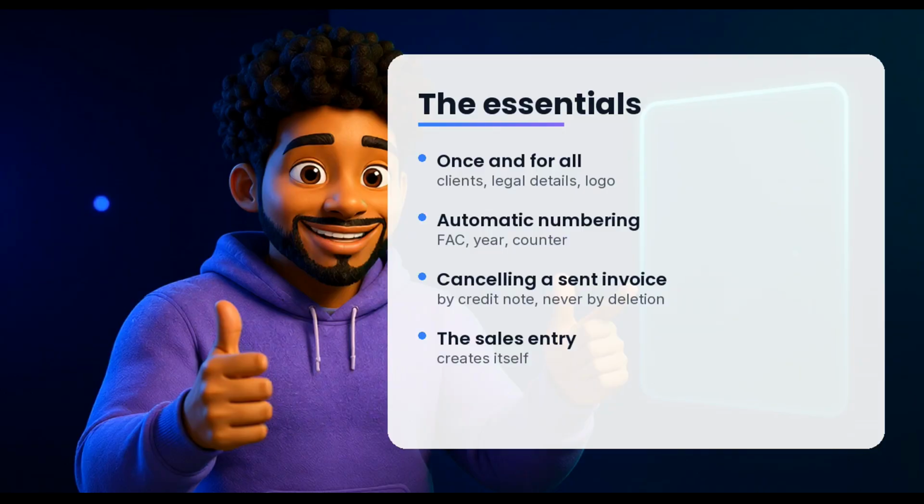Let us recap. You set up the client list, the legal details, and the logo once and for all. You create the invoice, numbered automatically, and you check it while it is still a draft. You send it, you collect payment, and you go through a credit note if you have to cancel. You track your receivables through the statuses and the overview, and your sales accounting takes care of itself.